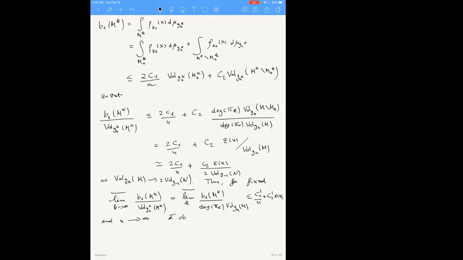I obtain that the limsup as k goes to infinity of b_1 of M_k divided by the degree is zero. And I'll close here.